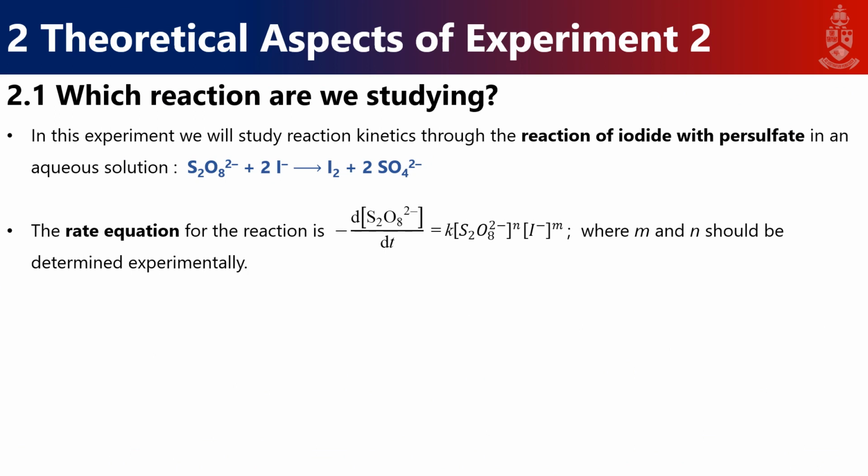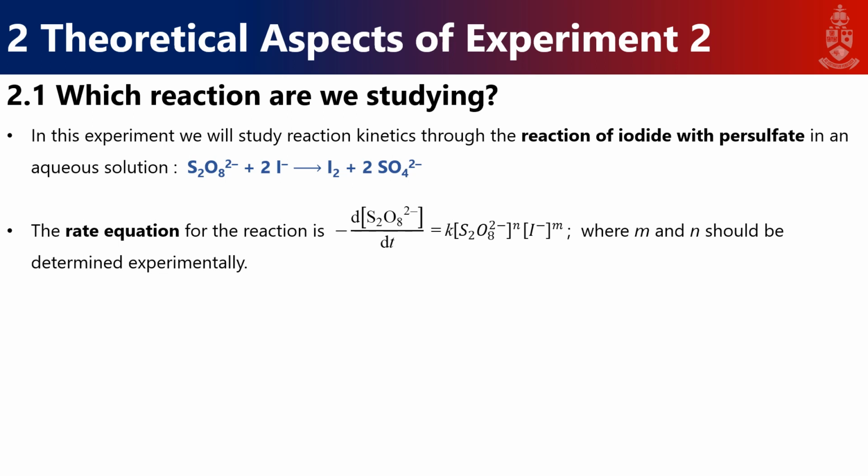Which reaction are we going to study in this experiment? We're going to look at the reaction of iodide with persulfate in an aqueous solution, and we're going to form iodine and sulfate. The rate equation for the reaction is given here, and I'm giving it as a derivative. So it's negative the change of the persulfate concentration with time.